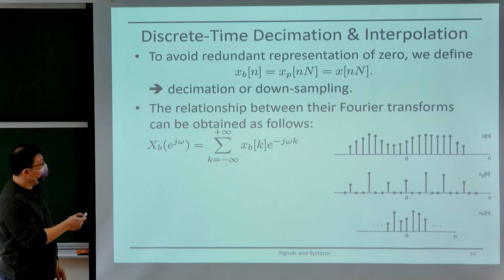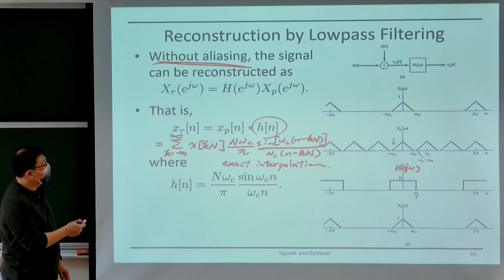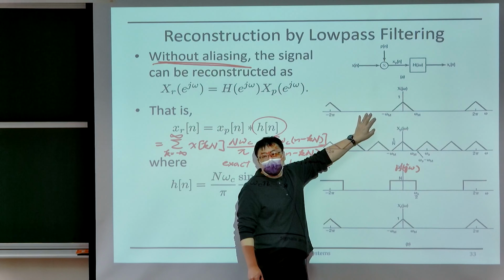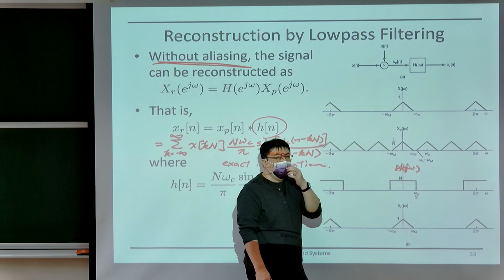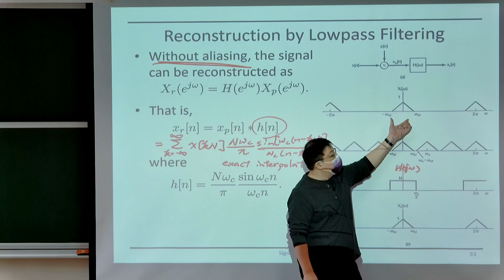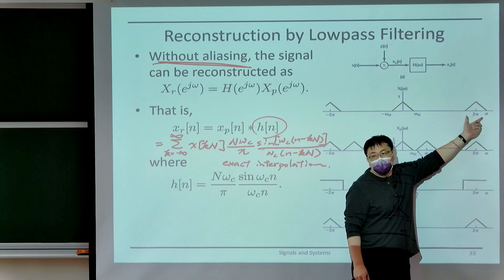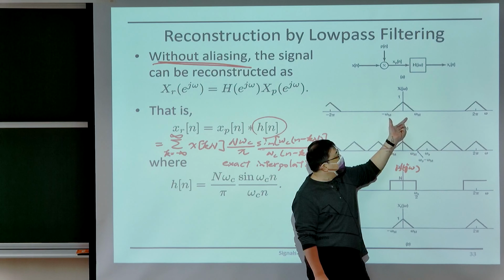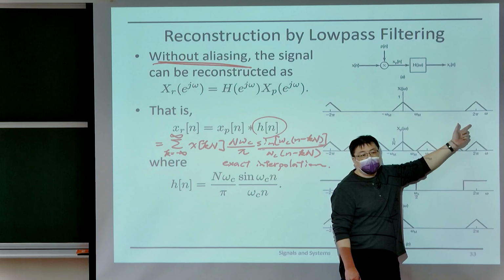So oversampling, if you look at it from a frequency domain perspective, gives you a spectrum that looks like this with a very large separation between adjacent spectrum, okay? So if you look at this, it seems that we're not having a very efficient use of the spectrum, okay?